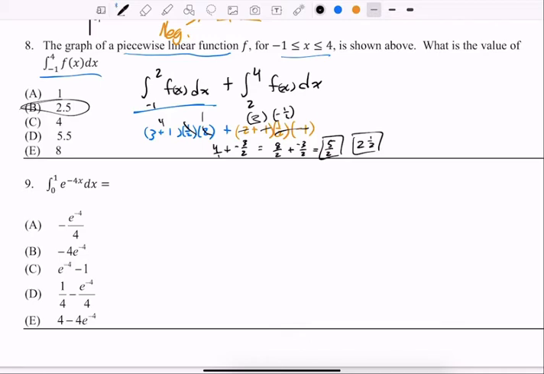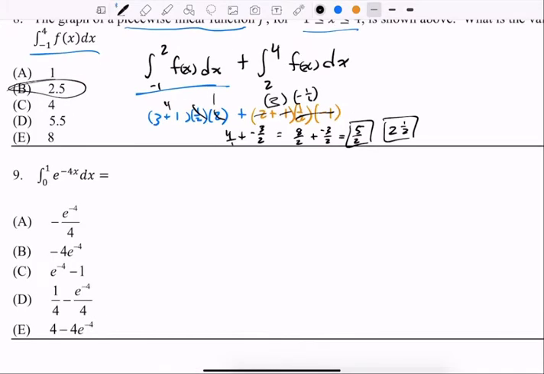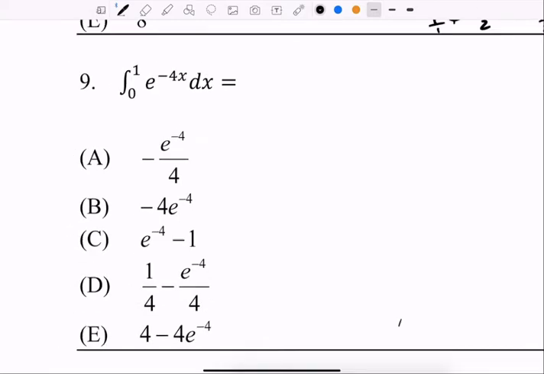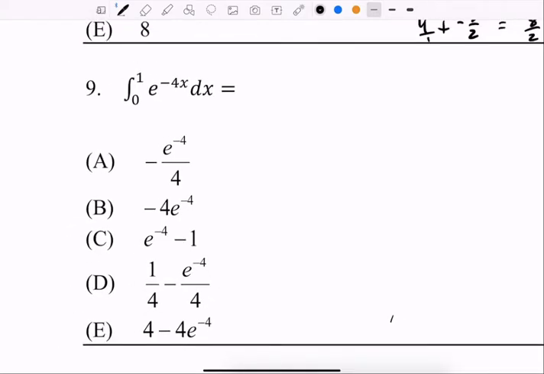Numero nueve. Number 9. Here we go. So we have an e that we got to integrate. We have a definite integral. It's a definite integral because we have a 0 and a 1 right there, which means we do not have a plus c in our answer. Okay, so how do we do this?